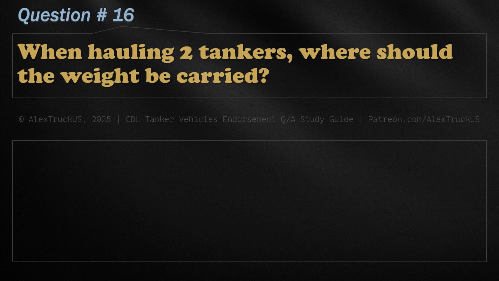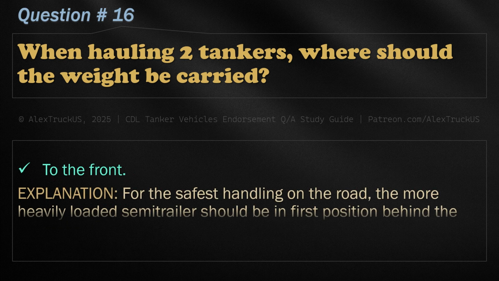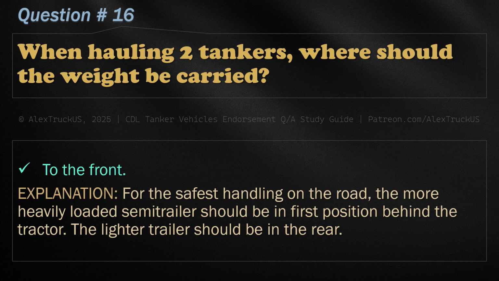Question 16. When hauling two tankers, where should the weight be carried? In the middle, to the front, in the back. Correct answer is: to the front. For the safest handling on the road, the more heavily loaded semi-trailer should be in first position behind the tractor. The lighter trailer should be in the rear.